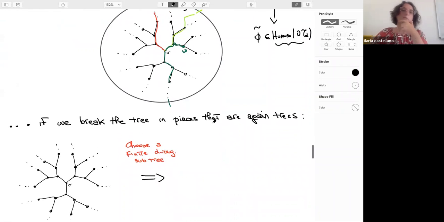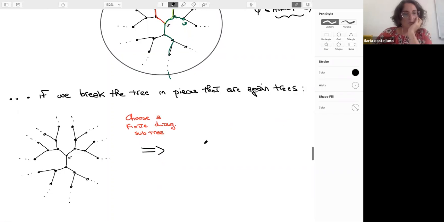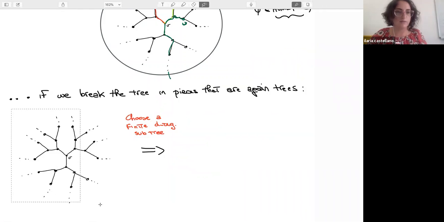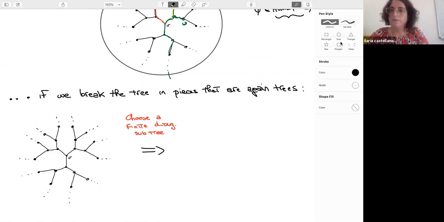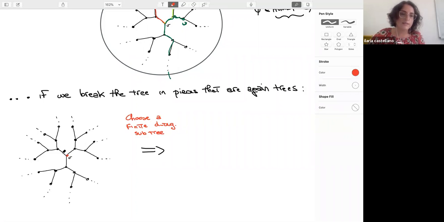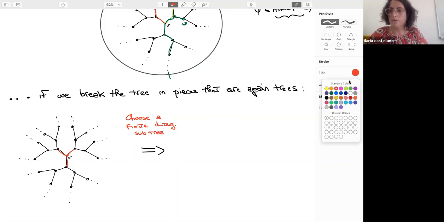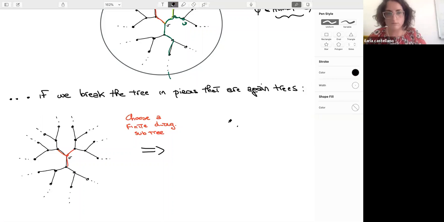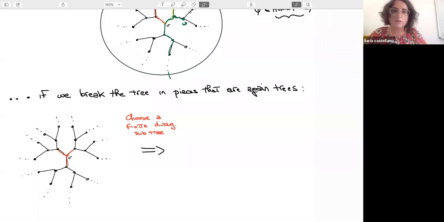We think about breaking the tree in pieces. What do I mean? I choose, so let me see if I can do something decent with this. We start with a d-regular tree, and then we choose a finite subtree, which has to be d-regular as well, inside it. So let's take something easy, which is this one. And then I want to break the tree, so I'm going to cut off this finite tree from the d-regular tree. So if I do something like this, no, I cannot do that. Okay, let's try again.